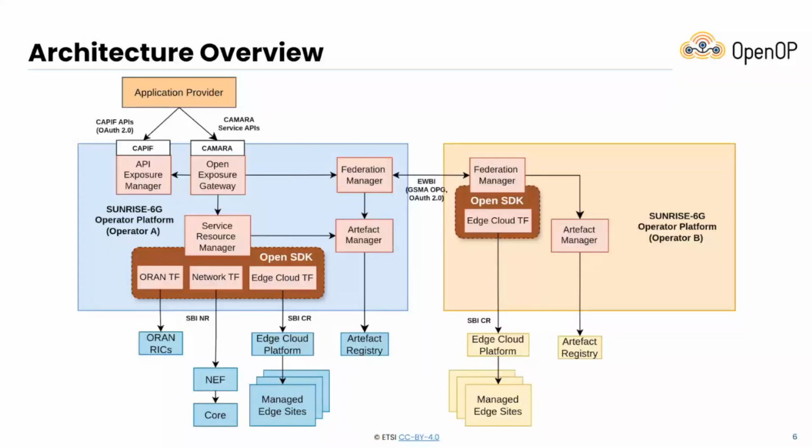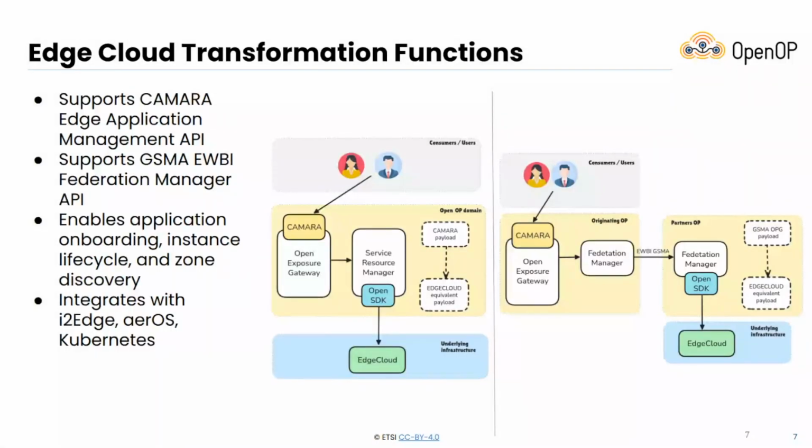A little bit more about each transformation function. We have first the edge cloud domain. On the left side, we can see the workflow using the CAMARA APIs, and on the right side, the workflow in the federated scenario using the east-west bound interface. We are supporting the CAMARA Edge Cloud Application Management and the GSMA east-west bound interface Federation Manager API. We are enabling application onboarding, instance lifecycle, and zone discovery, and integrating different technologies here such as i2CAT, Aeros, and Kubernetes.